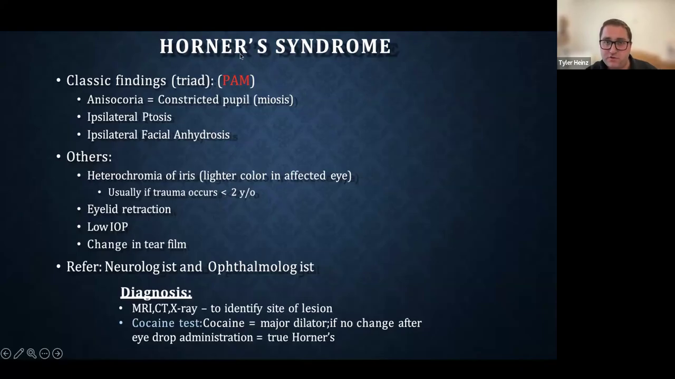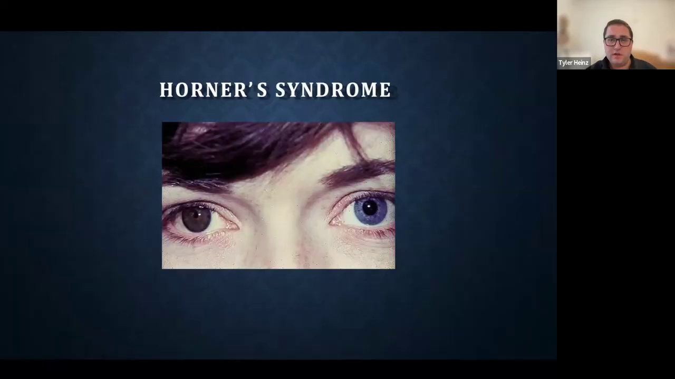But again, Horner syndrome is not a disease itself, but it's going to give you a clue to something else. So you should get your testing, like your MRIs, your CT scans, your X-rays, to try and find the site of the lesion. You could do what's called the cocaine test. Cocaine's a major dilator. So if there's no change after the eye drop administration, this is when we say this is definitely true Horner's syndrome. Again, that's the change in the eye colors, and of course, the change in the pupil sizes, that miosis.